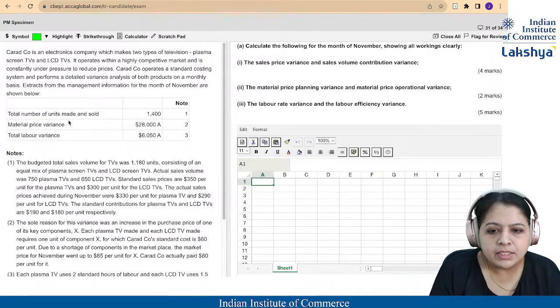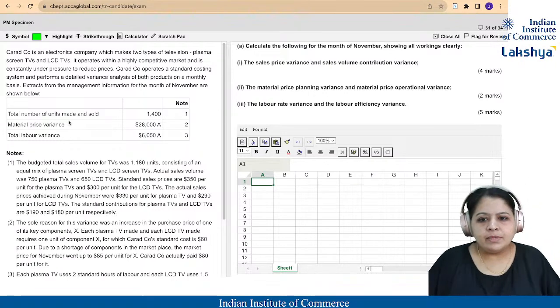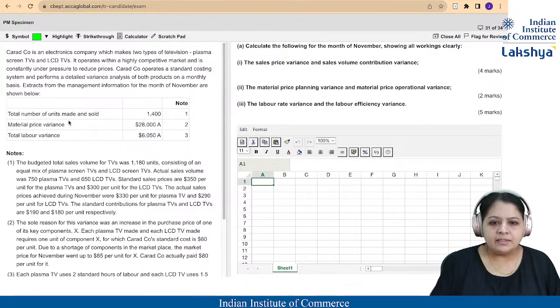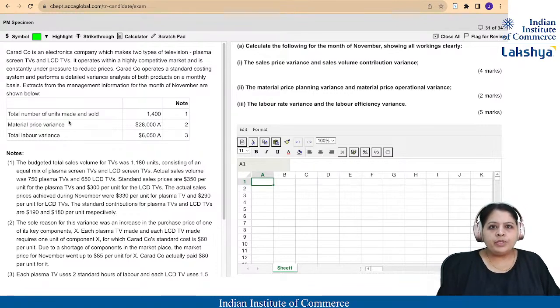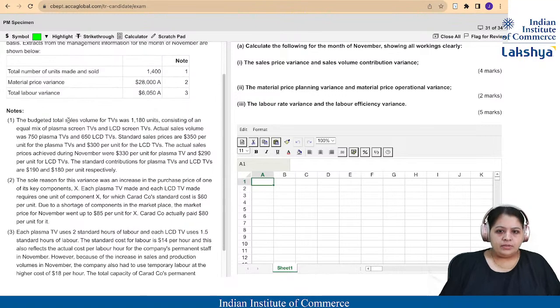Let's see what the question says. Carrot Company is an electronic company which makes two types of televisions, plasma screen TVs and LCD TVs. It operates within a highly competitive market and is constantly under pressure to reduce the prices. Carrot Company operates a standard costing system and performs a detailed variance analysis of both products on a monthly basis. Extracts from the management are being given. Total number of units made and sold, 1400. Let's read the notes that are relevant to it.